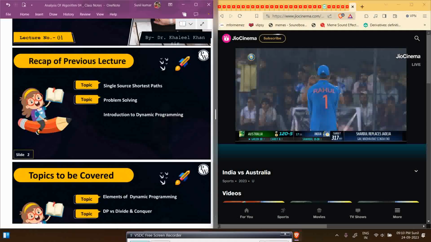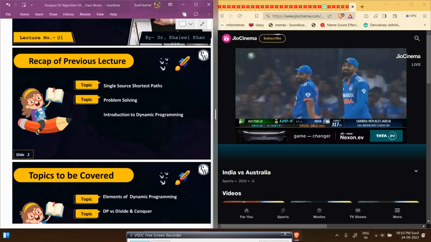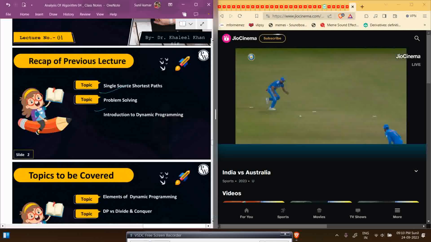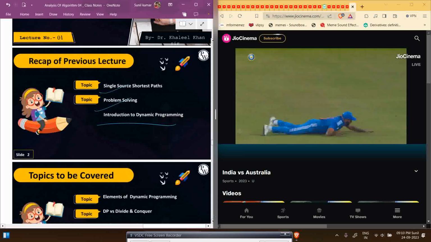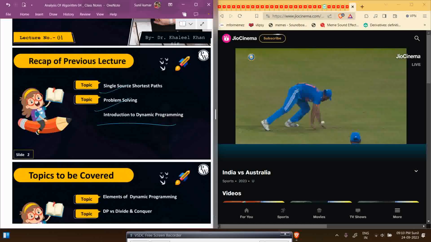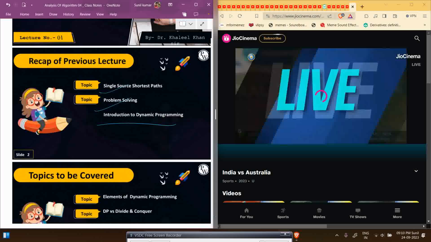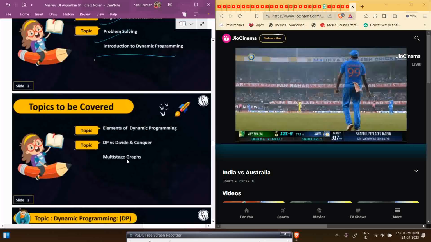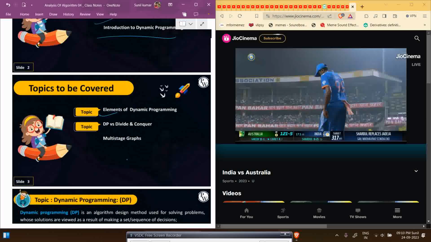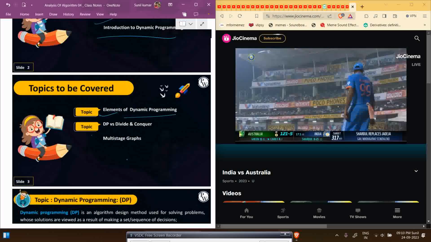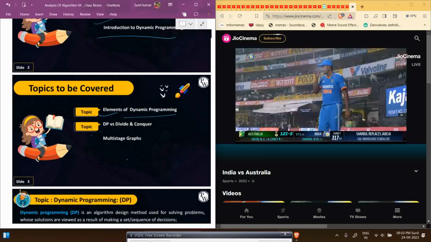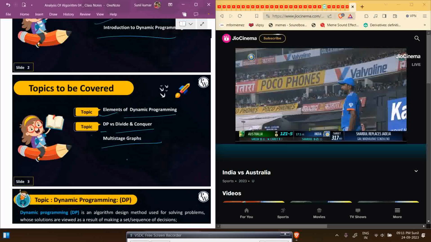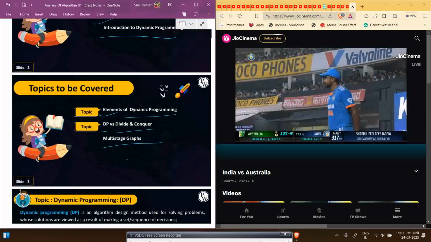Now we are going to discuss, in previous lectures we discussed single source shortest path problem solving, and an introduction to dynamic programming also. In this we will start dynamic programming, and discuss the elements of dynamic programming, DP versus divide and conquer, and at the end we will discuss the multi-stage graph also.